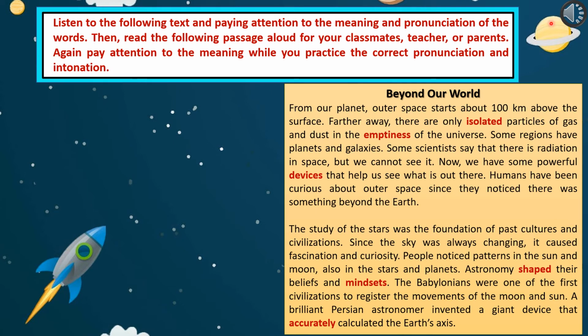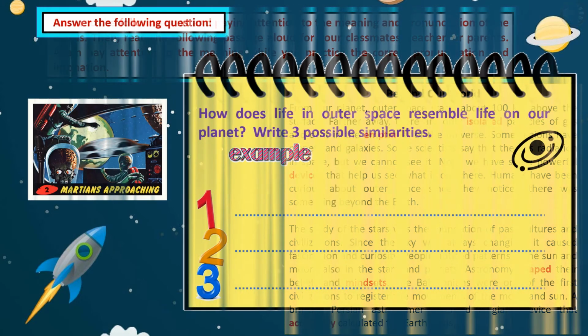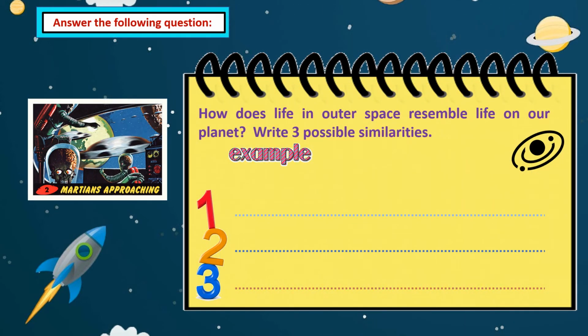Please keep practicing, okay? Answer the following question. How does life in outer space resemble life on our planet? Write 3 possible similarities. In this question, we're going to think about 3 possible similarities that life in outer space has with our life on our planet.